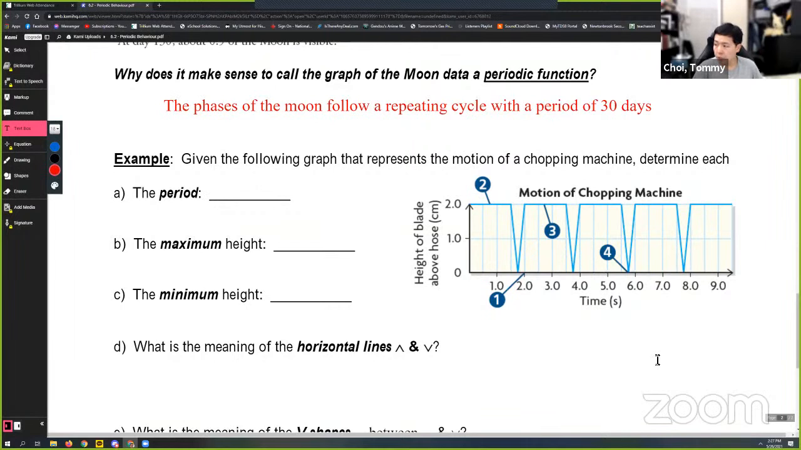What is the period here? So I want you to think about it. Don't say it out loud. I want you to try solving these three, A, B, and C at least, yourself. Take some time now. I'm going to give you about 1.5 minutes. Quickly answer: what is the period? What's the maximum height? What's the minimum height? Once you have that down, we're going to continue onwards.